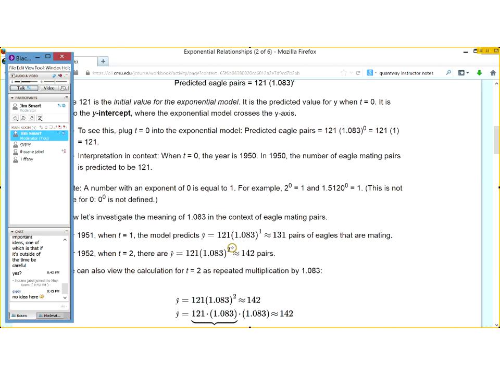Exponents don't have to be whole numbers. They don't have to be integers.